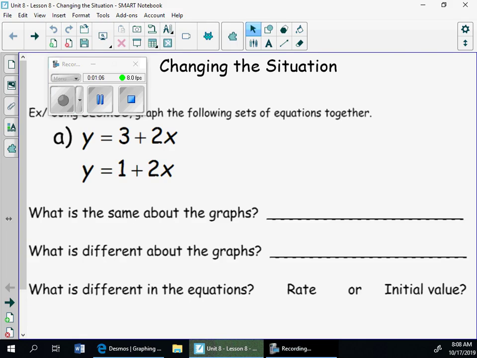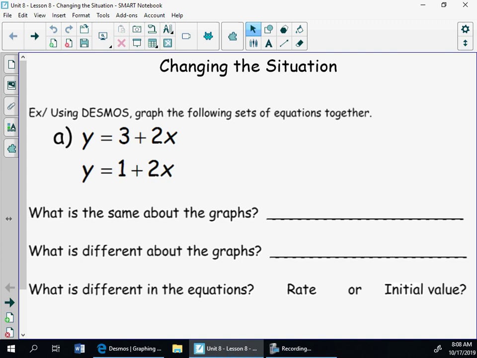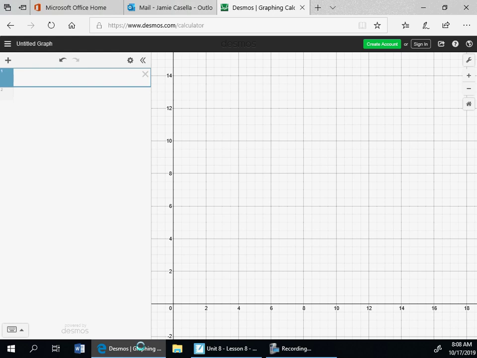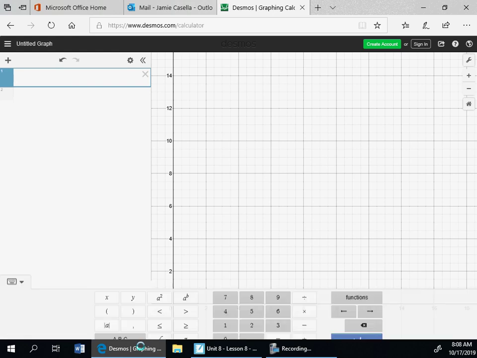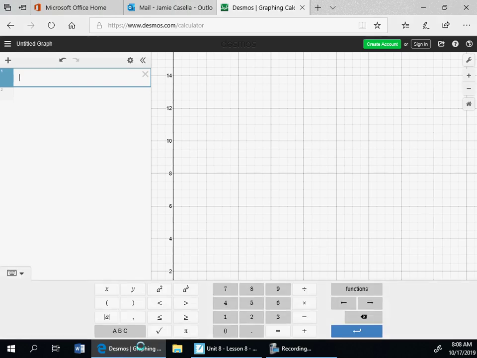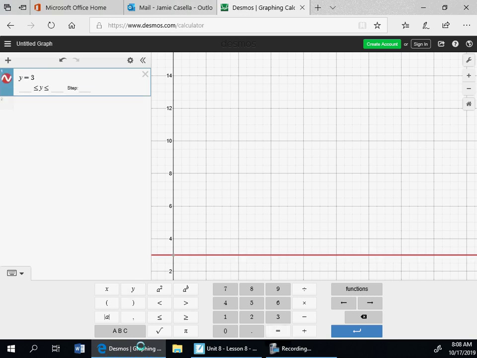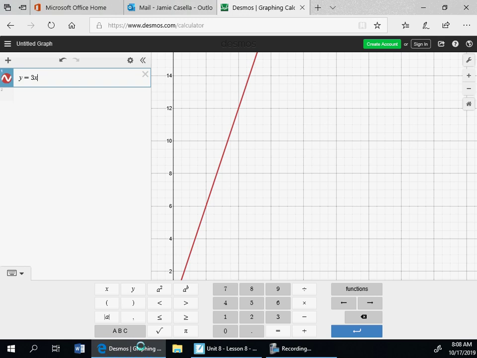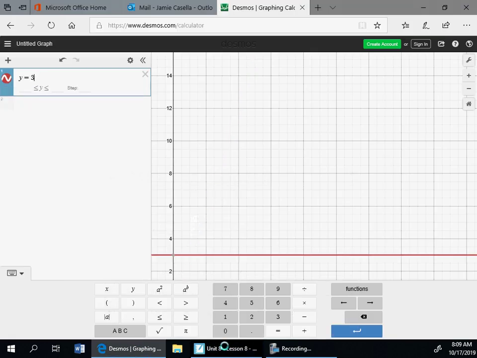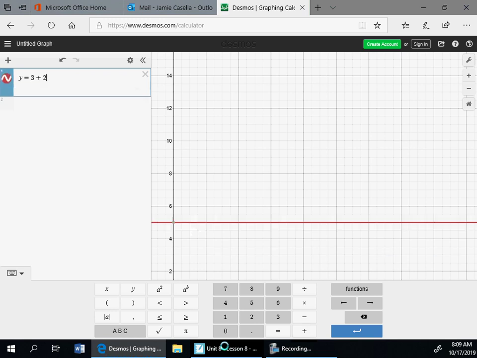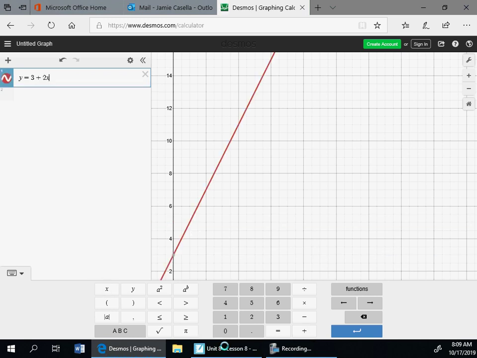So what do we want to do with this? We're going to start off by graphing some things. I want to graph these equations just the way they look: y equals 3 plus 2x, and y equals 1 plus 2x. So we'll go to Desmos. Let's tap this first block up here. On mine, I have to bring up the keyboard, and we can type in just the way it looks. Y equals 3, oh sorry, 3 plus 2x. And there's our graph.